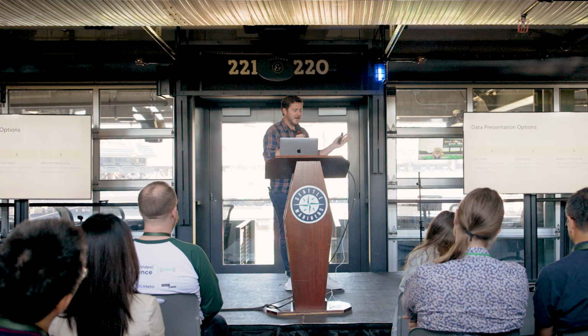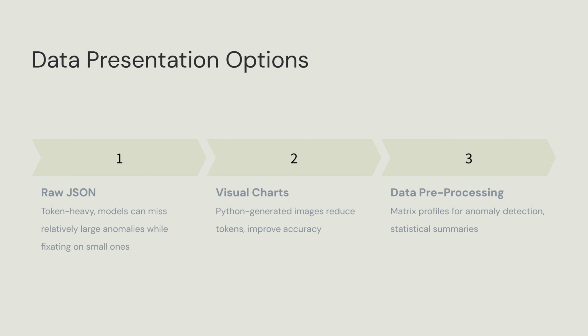The models can miss relatively large anomalies while focusing on small ones. Let's say you have a time series graph where you've got two peaks. One of them is an 80% jump. One is a 20% jump. What I see quite often is it focuses on the first one it comes to and ignores the other.